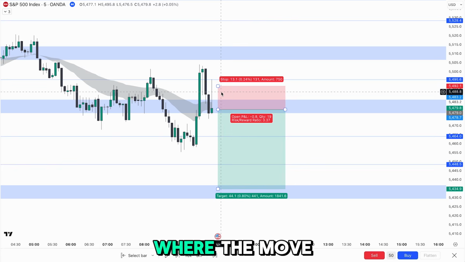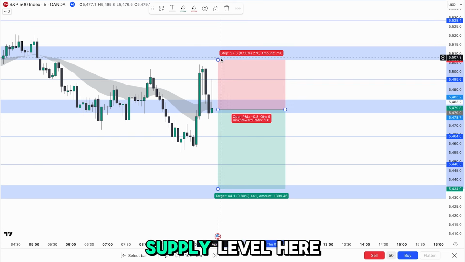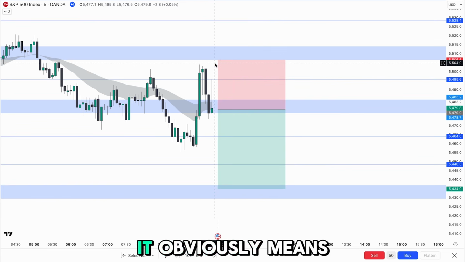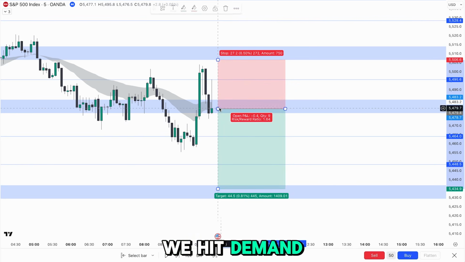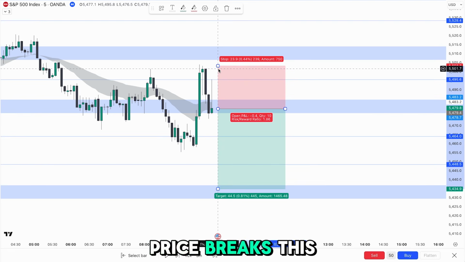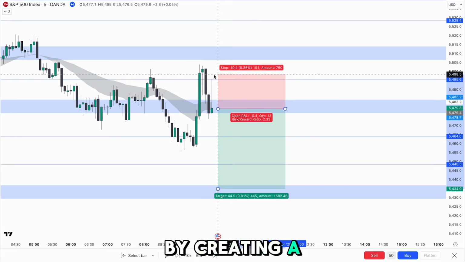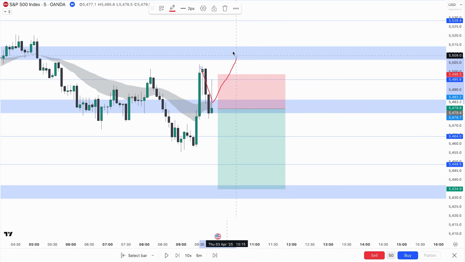Well, we want to put our stop where the move would be invalidated. So if we want to be really conservative, we could place it at the supply level here. And if that hits, it obviously means our level-to-level move was wrong because we moved to supply before we hit demand. But that's not really necessary. We're in a downtrend. So if the price breaks this trend structure by creating a higher low here and then moving higher, the move is also invalid.